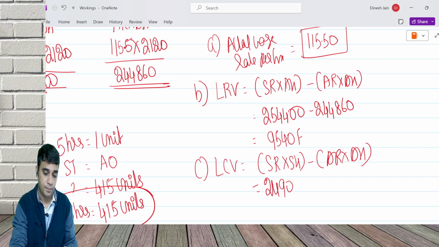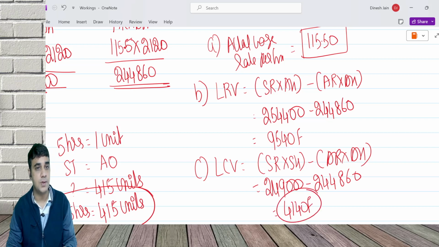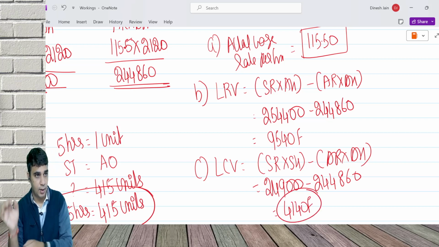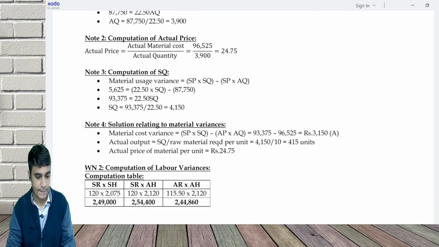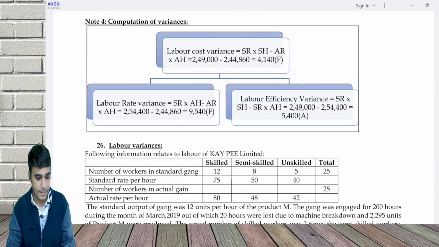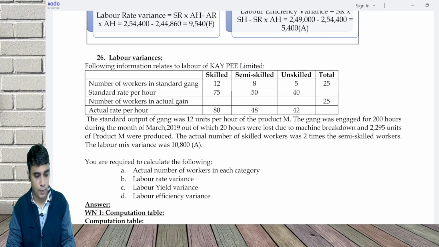249,000 minus 244,860. How much? 4,140. Any doubts on this? Clear? Can you proceed? Any doubts on this? Go through question 26.